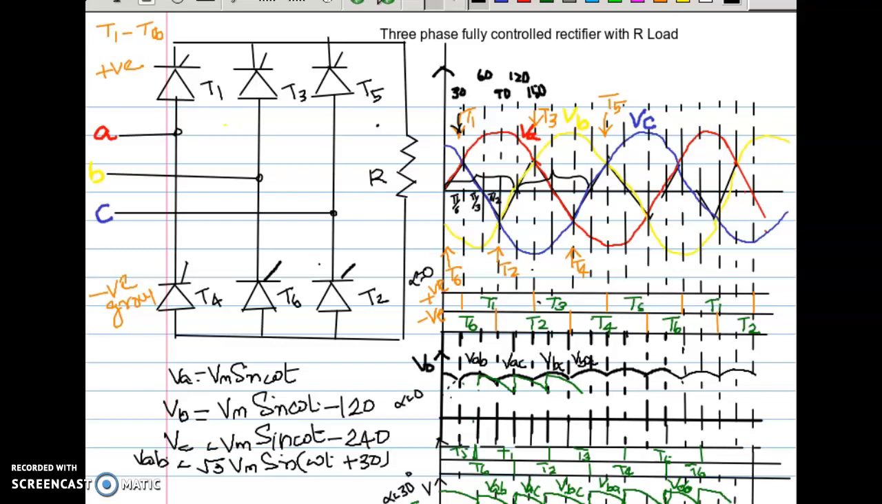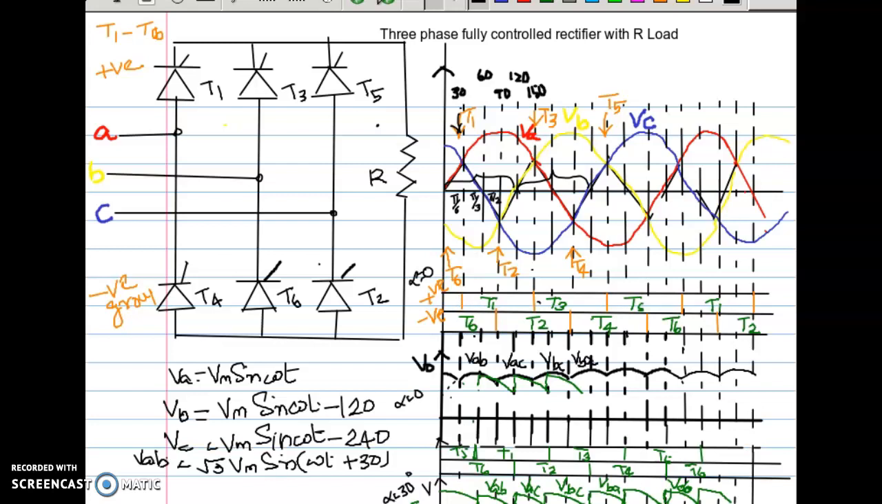Like that, when VC becomes more negative, T2 is conducting, because C is connected to T2 in the negative group. Like that, when VA is more negative, T4 is conducting because T4 is connected to VA. Like that, we can draw this diagram for alpha equal to 0. That means it starts conducting from the very instant where it becomes more positive, so alpha is equal to 0.